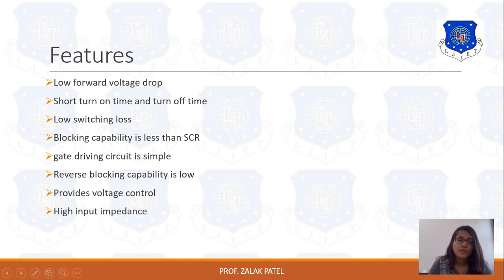Obviously, it has high input impedance. This high input impedance is also due to the MOS gate structure of the device. This can also be asked for 1 mark: why does it offer high input impedance? High input impedance is because of its MOS gate structure.